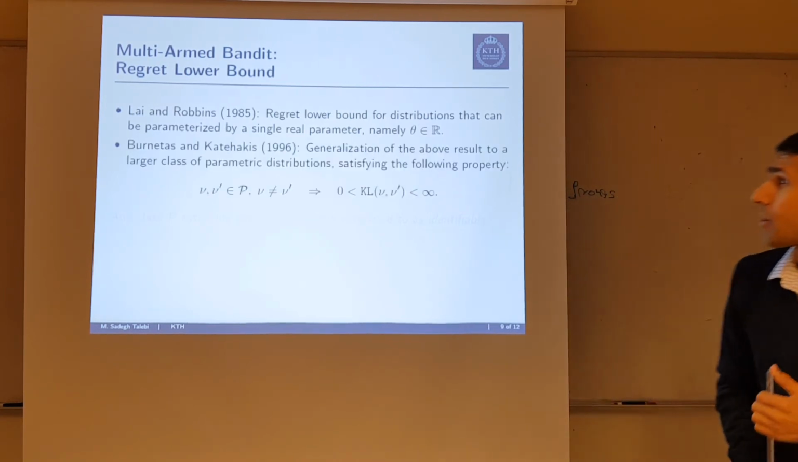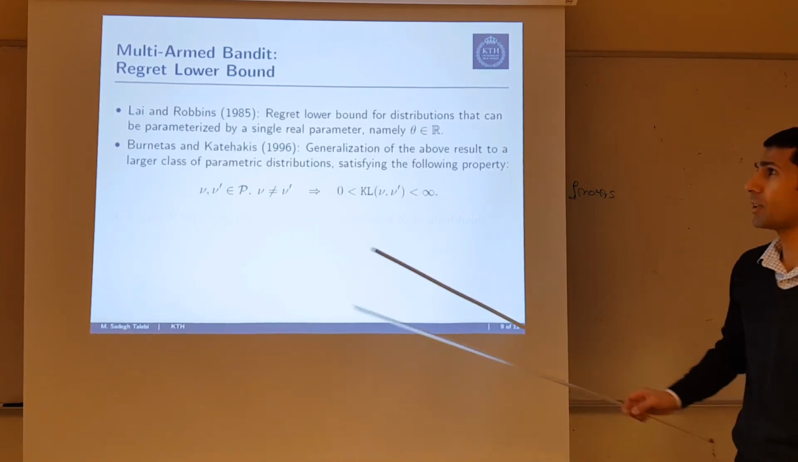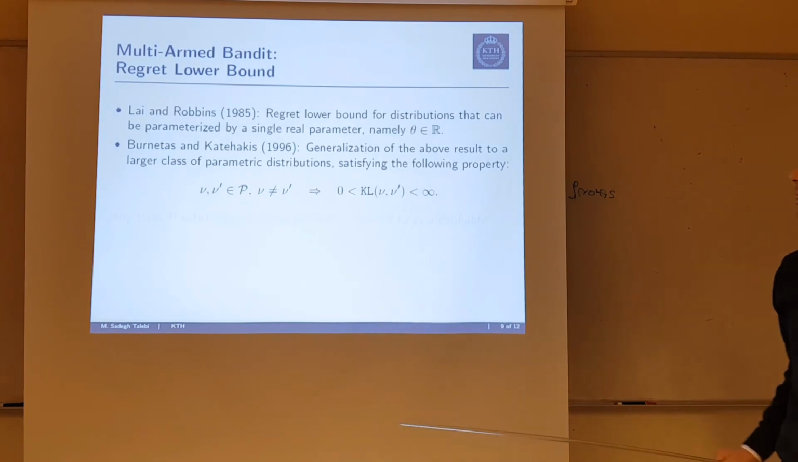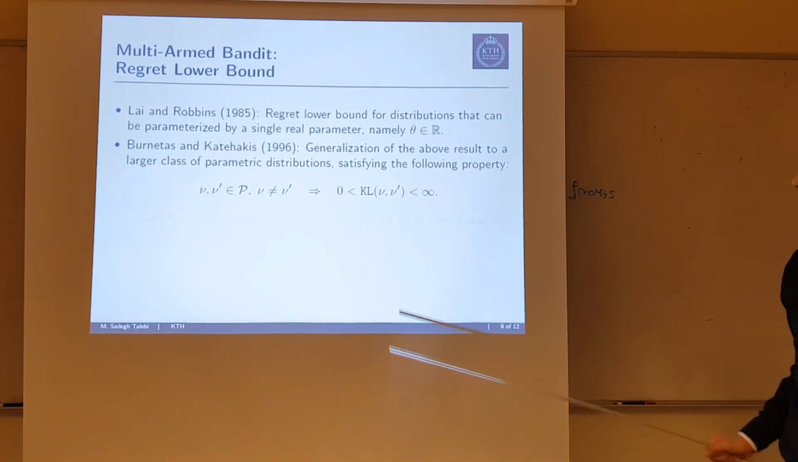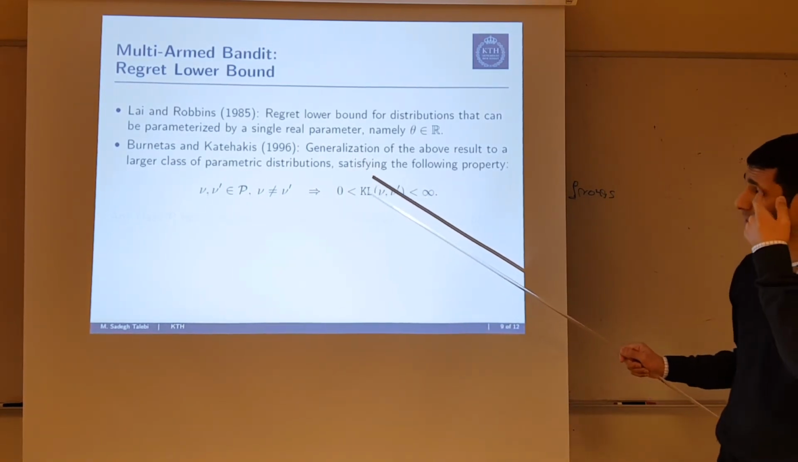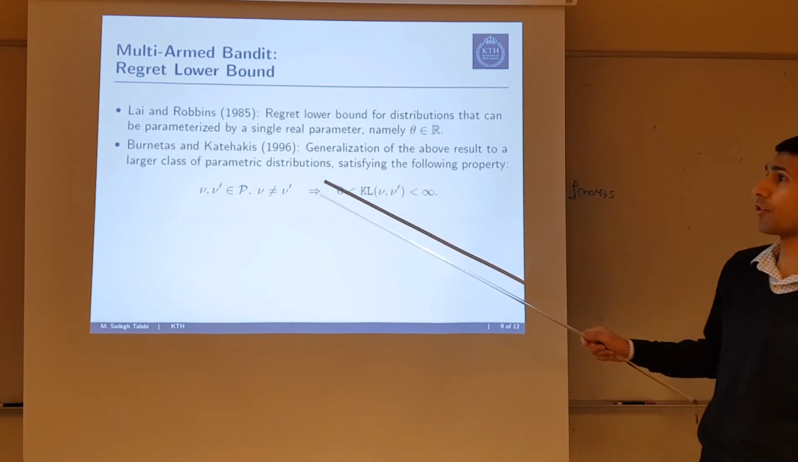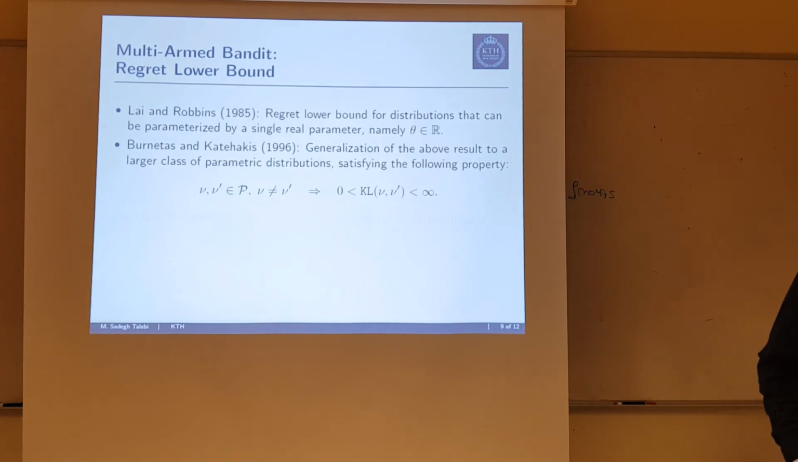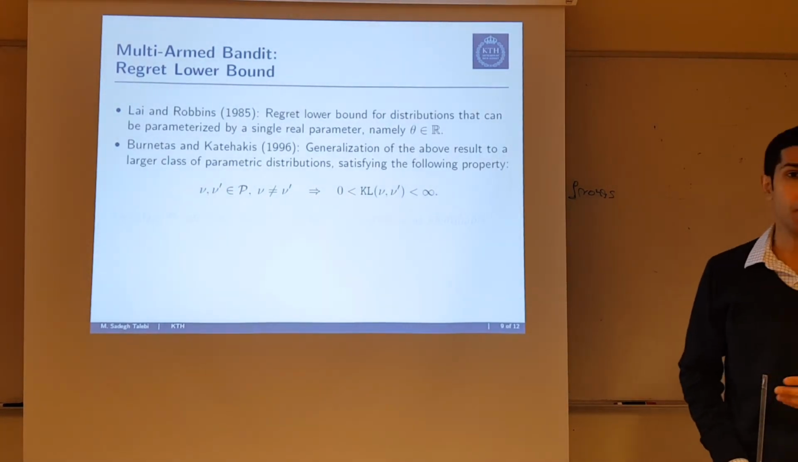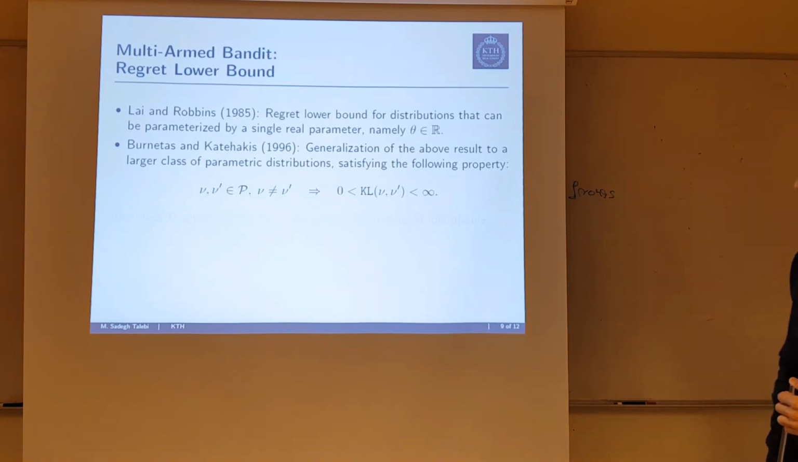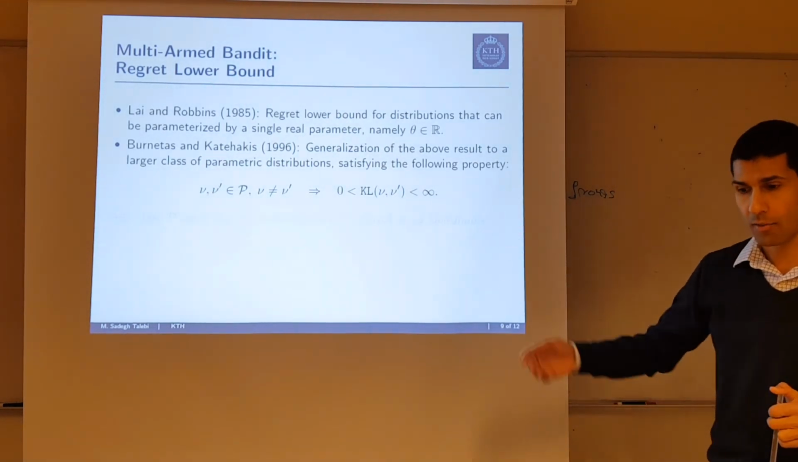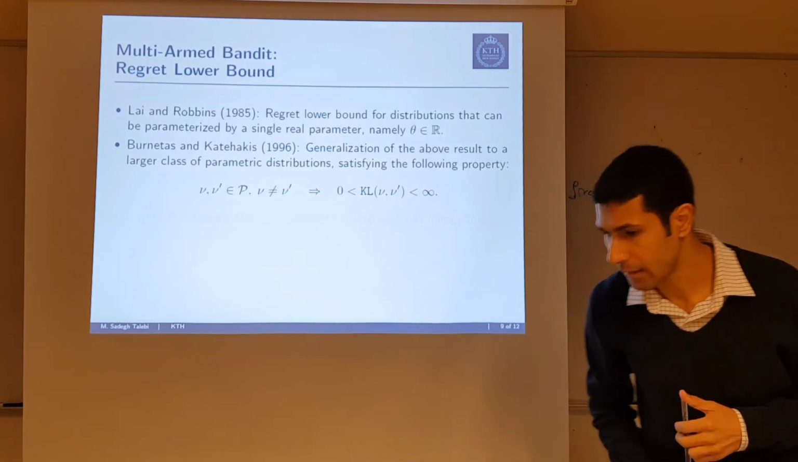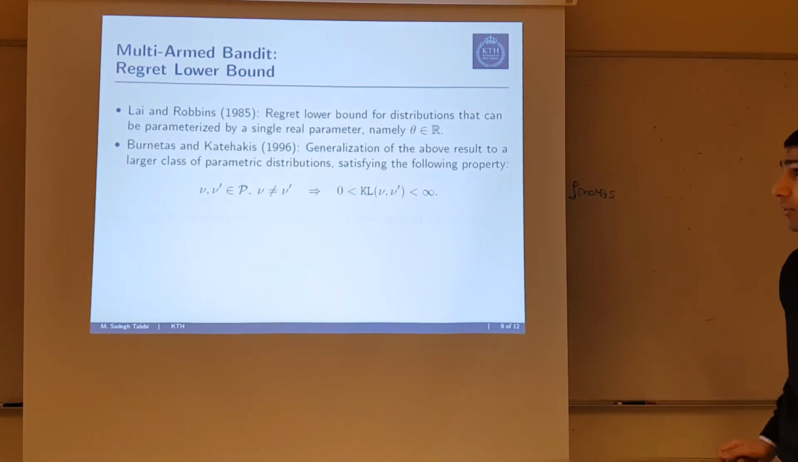An extension of this result in the literature appears in Burnetas and Katehakis around 10 years later, where they bring a generalization to a larger class of parametric distributions, where your distribution can be parameterized by multiple parameters. So now that we have stated the Lai and Robbins result, we can easily mention this result.